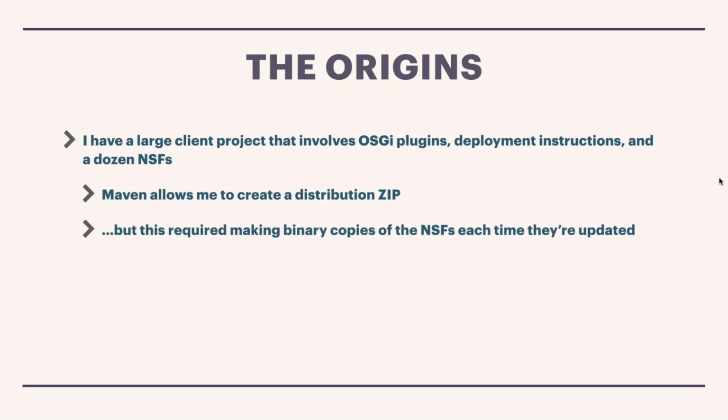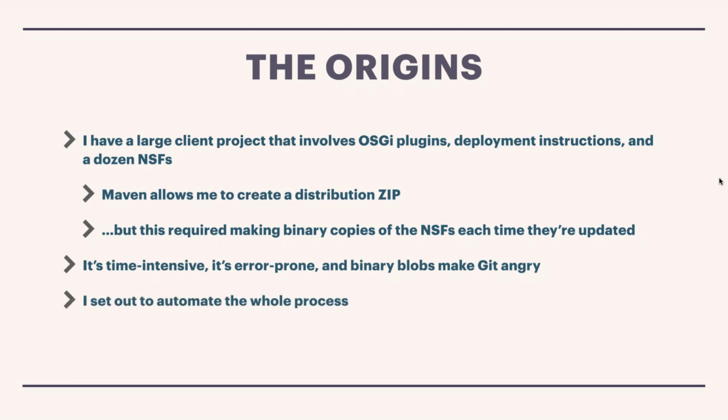Great. But this required making binary copies of the NSF every time they're updated. So somebody would change something, and then okay, well, I'll build it and then make a copy in Designer, put it into the repo. And it would work, it would be there, but it's time intensive, it's error prone, and having binary blobs makes Git angry, LFS or no.